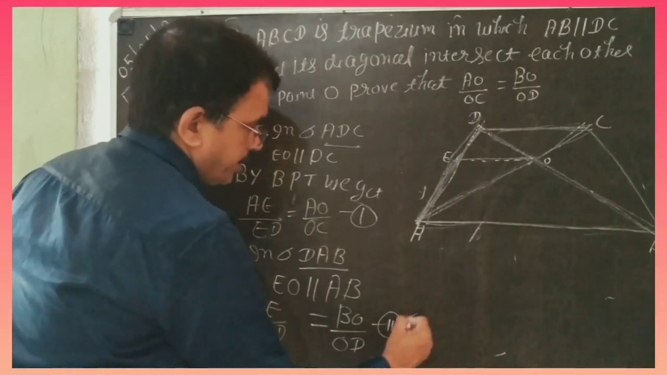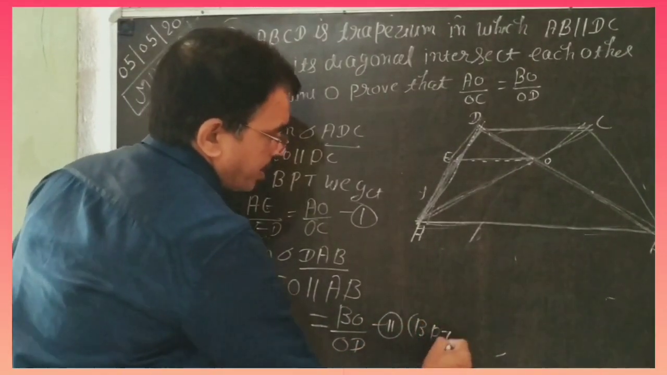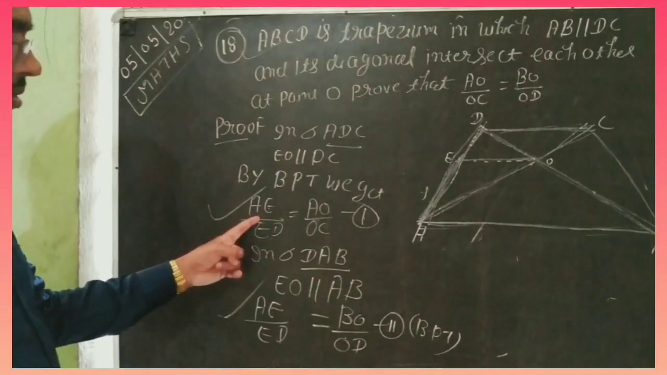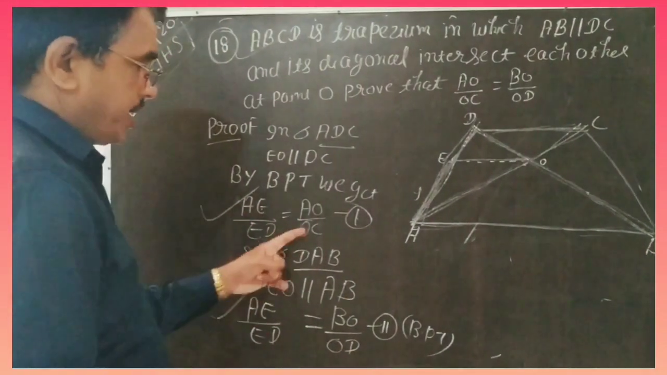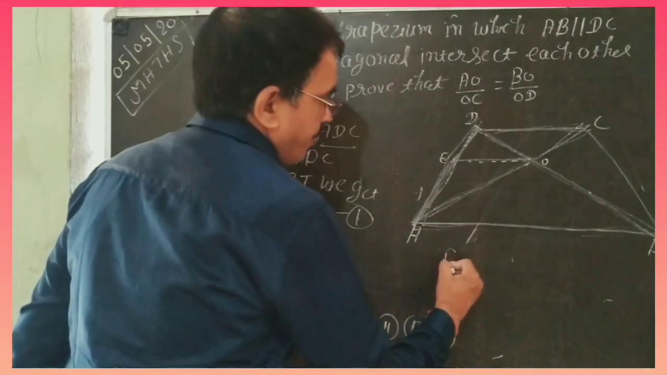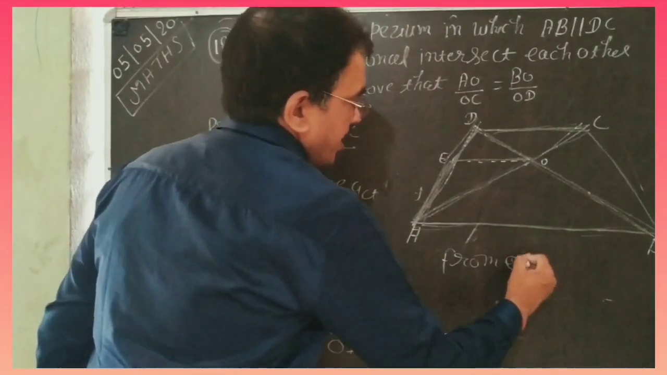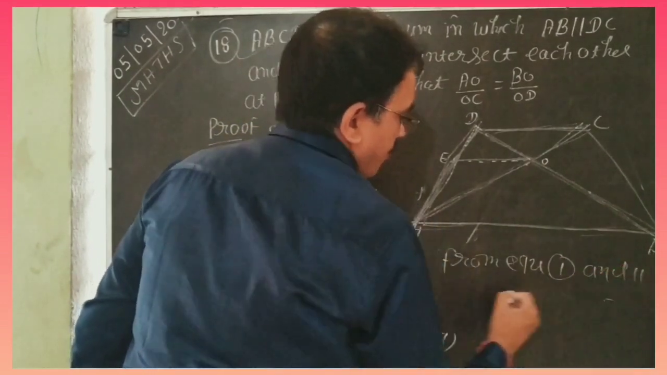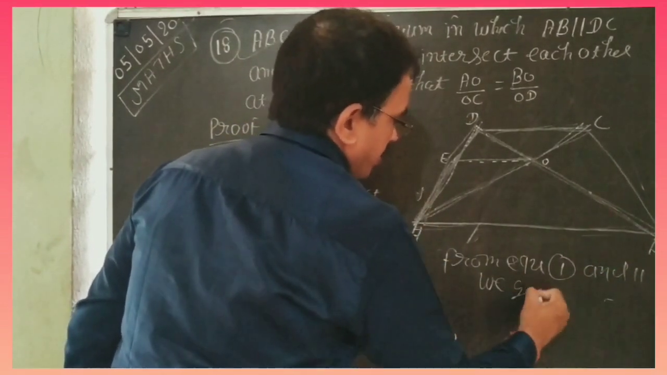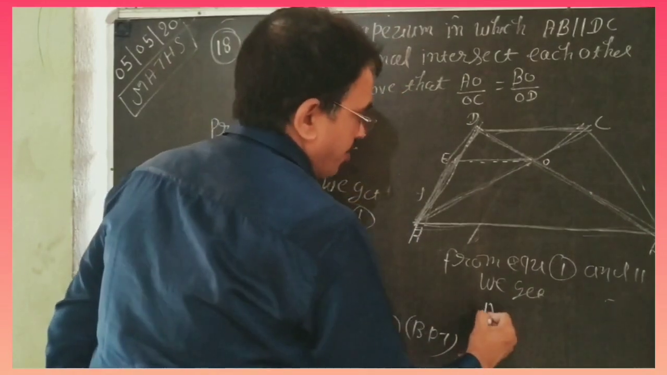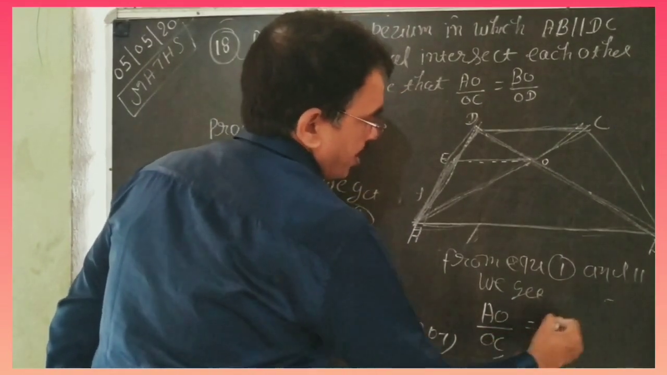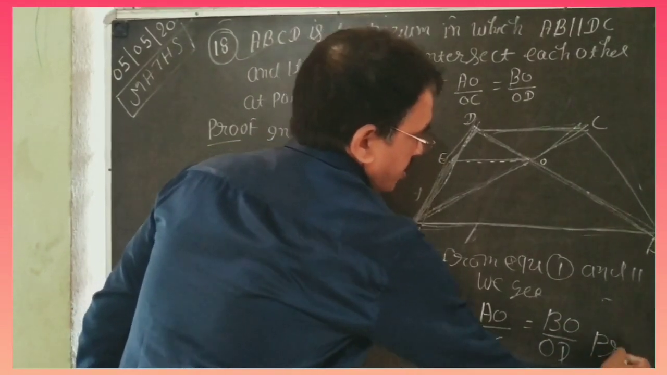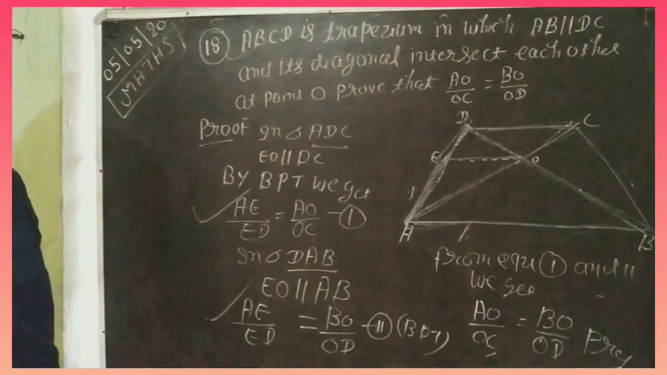Second, this is also by basic proportional theorem. So first and second, the LHS are equal, then it is clear the RHS will be equal. So write from equation first and second, we get AO by OC is equal to BO by OD. Proved. That is your question.